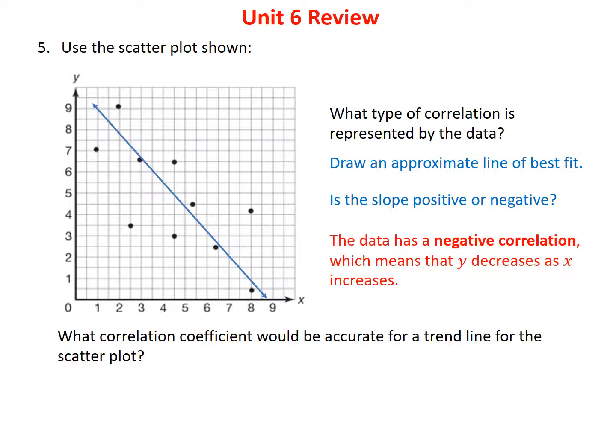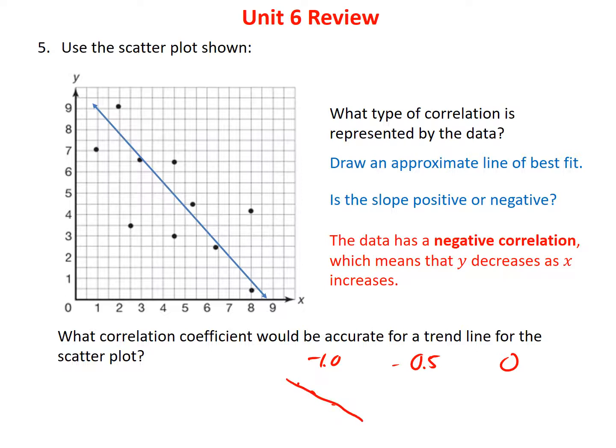But when we talk about correlation, what we're really asking is what happens to y as x increases. And you notice here, as x increases, y decreases, thus giving us that negative slope or negative correlation. So this would be a negative correlation. The second part asks us, what's the correlation coefficient that would be accurate for the trend line for the scatter plot? Well, when we ask the coefficient, you need to realize that first of all, it's going to be negative because it's going down. And so our choice is between 0, minus 0.5 and minus 1.